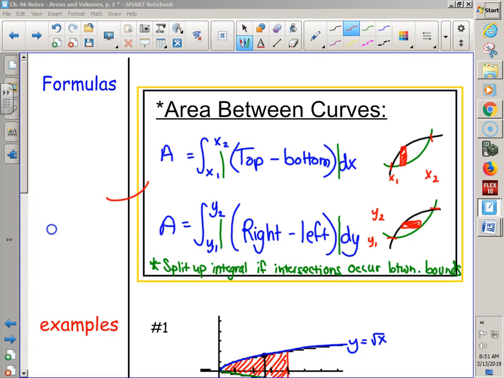And this is our forever card number, where are we at? Integration as net change was our last one. Is it 40? Was that 39? 43? 43. So integration as net change is 42. Whew! But if you guys notice, split up the integral if intersections occur between bounds. Pretty much, kiddos, this is the entire forever card for all of section 6.1.